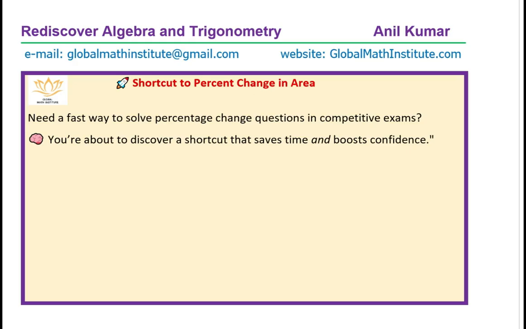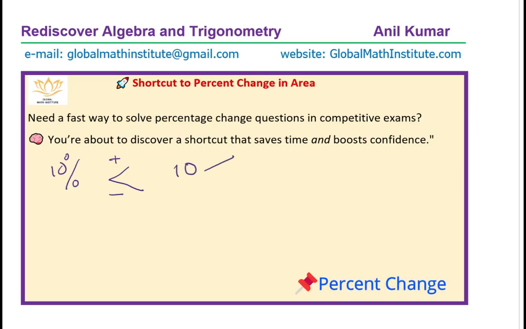Here is the concept. When you say 10% change, it could be either an increase or a decrease, right? So let me write plus and minus as increase and decrease. If the quantity is increased or decreased by 10%, the friendly number to take is what? Original is 10, it will increase by 10%, becomes 11, decreases by 10%, becomes 9. Makes sense, right? So you get the first part.